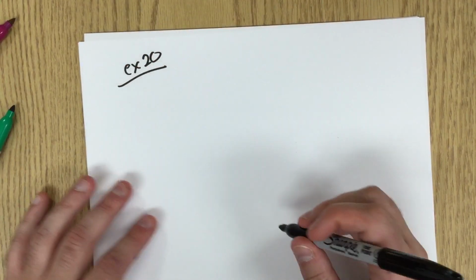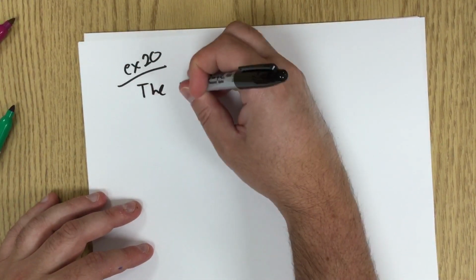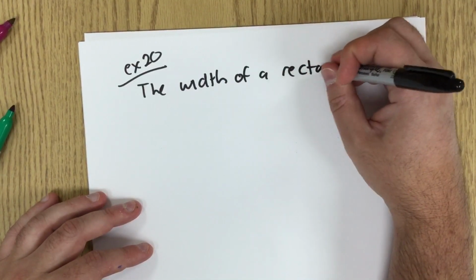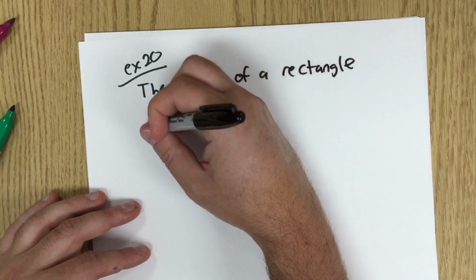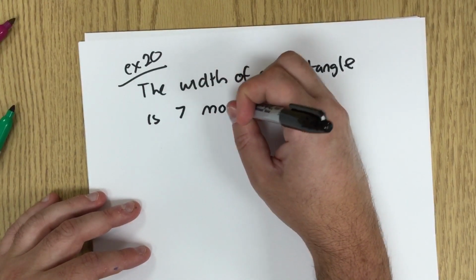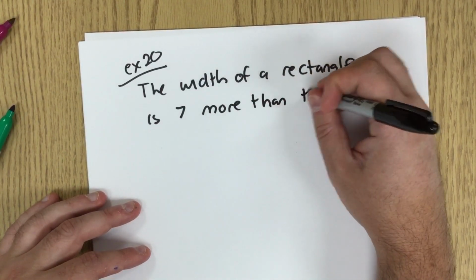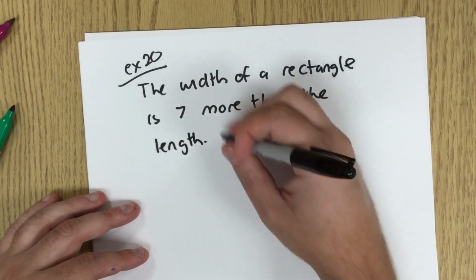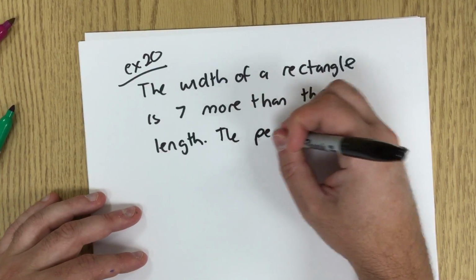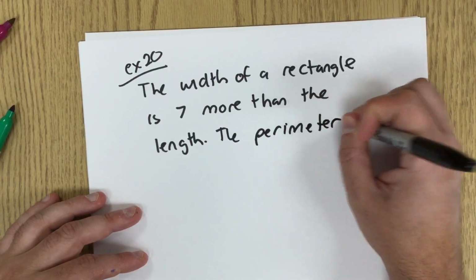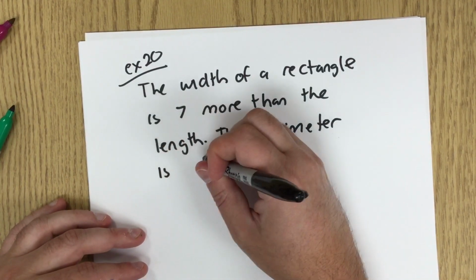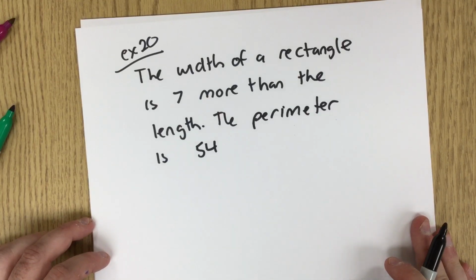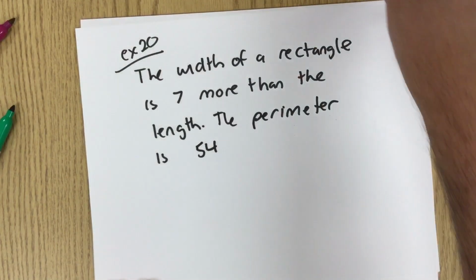Example 20. The width of a rectangle is 7 more than the length. The perimeter is 54. Okay. So the way we're going to define this, we're actually going to define this one slightly differently.